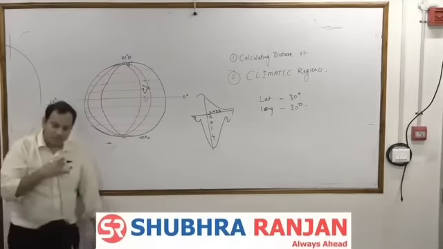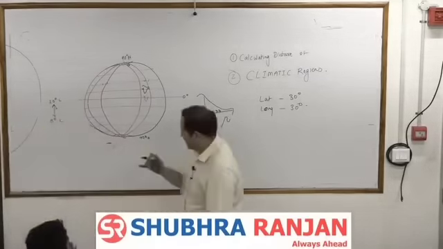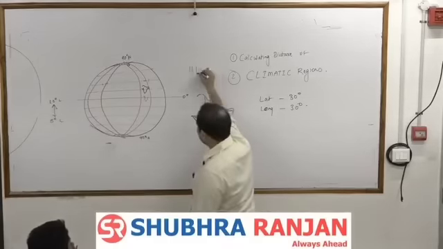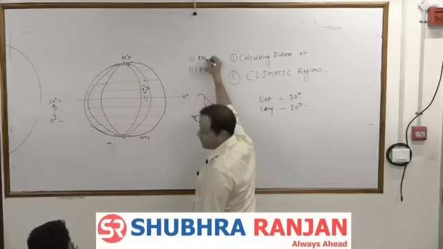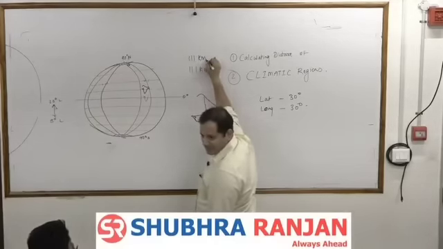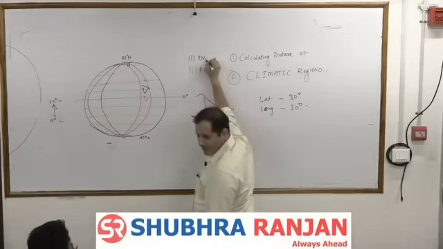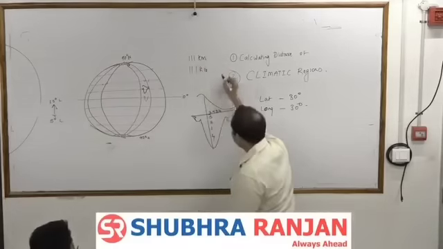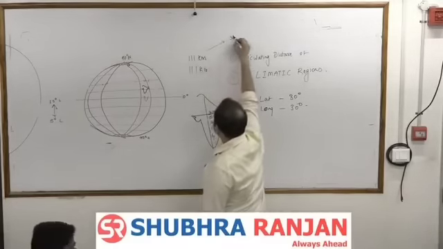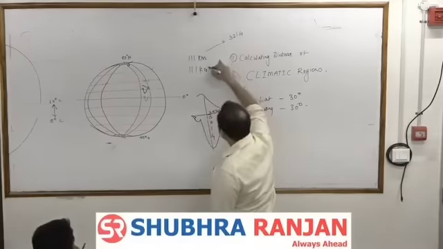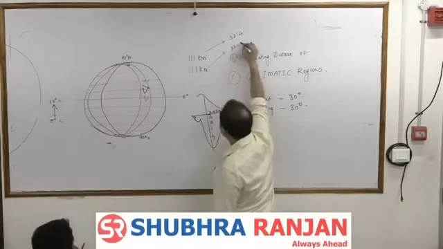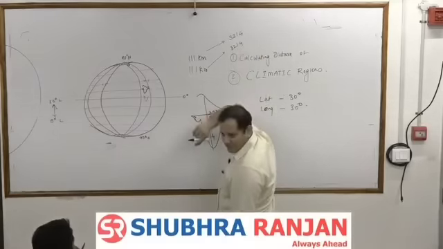If India were at the equator, what is the distance between two longitudes at the equator? 111 kilometers. What is the difference between two latitudes at the equator? 111 kilometers. So if India were in the equator region, then the latitudinal extent of India, which is 3214 kilometers today, would be the same as the longitudinal extent: 3214 kilometers.